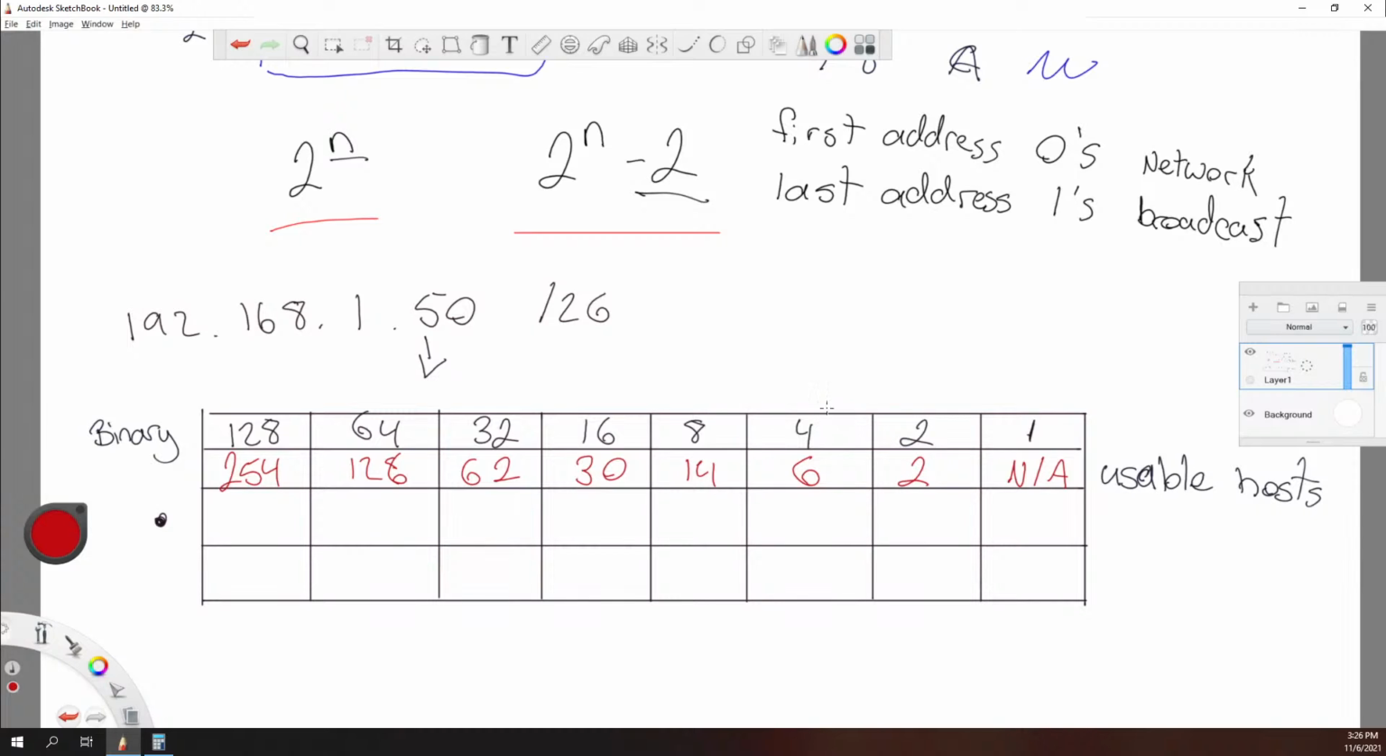Now, one thing you might have actually already noticed off the bat is the usable host is just 2 less than the binary of the next number, pretty much. So if we're looking at this one here, 4 minus 2 is 2, 8 minus 2 is 6, 16 minus 2 is 14, 32, etc. So you can look at that as sort of like a little cheat sheet to help you build your usable hosts.